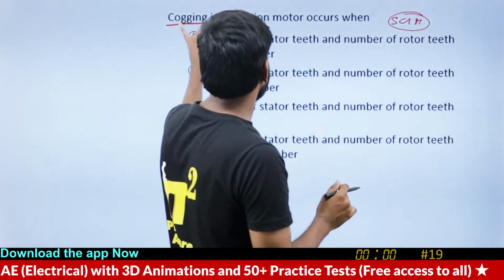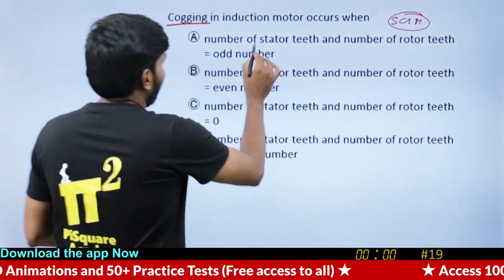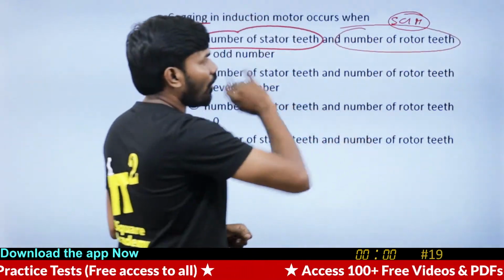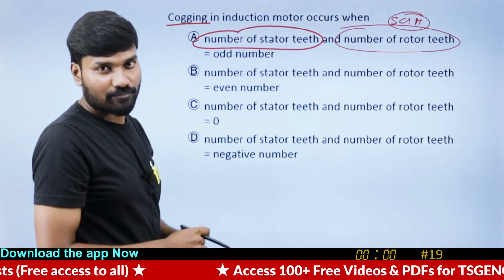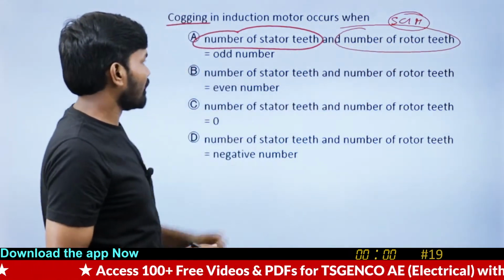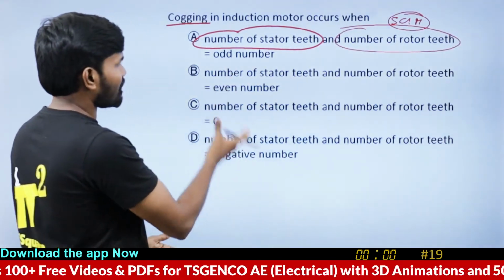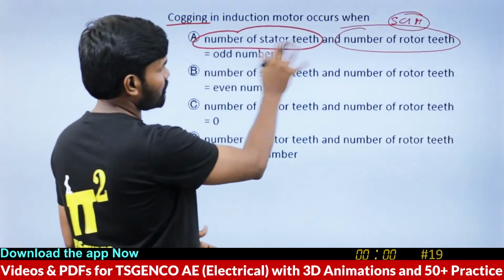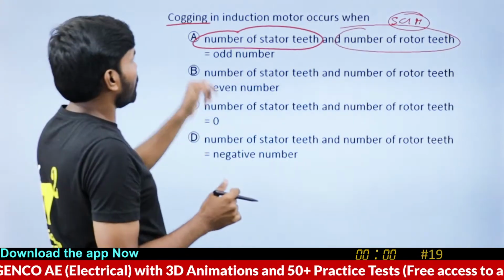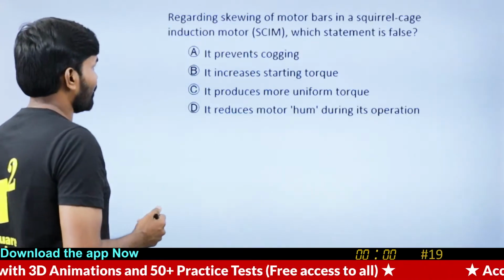This happens mostly in squirrel cage motors when the number of stator teeth is equal to the number of rotor teeth, or maybe integer multiples. The clear concept is explained in our YouTube video on the PiSquare channel. You can check that also. But some difference is missing here. They have to say it's the difference between these two. If the difference is 0, then cogging will come.